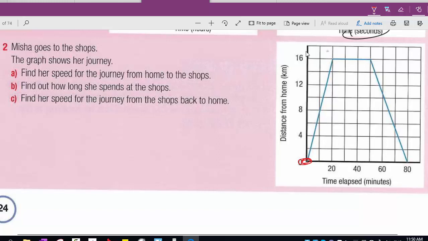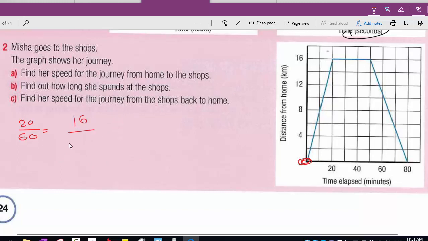The speed is between kilometers and minutes. 16 kilometer, we cannot say 16 kilometer per minute. We have to say kilometer per hour. How can we convert this minute to hour? If we divide it by 60, 20 minutes divided by 60, it will be hour. 20 divided by 60 is equal to 0.33 hour.